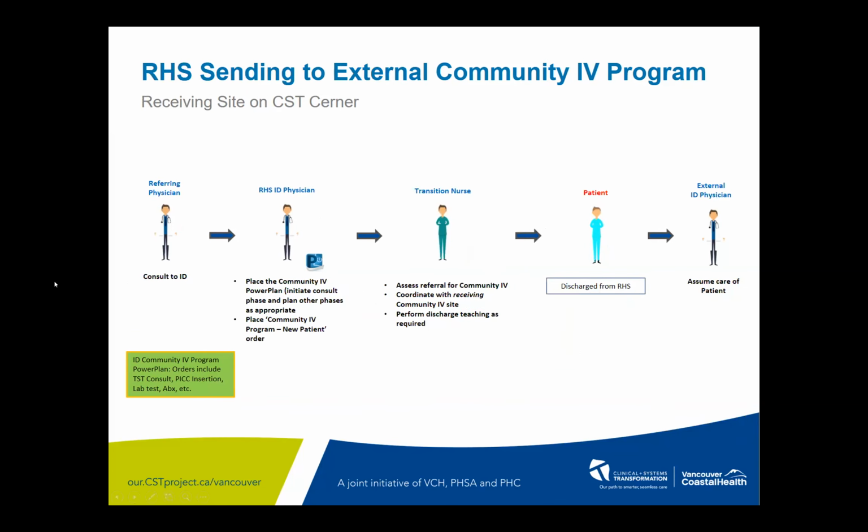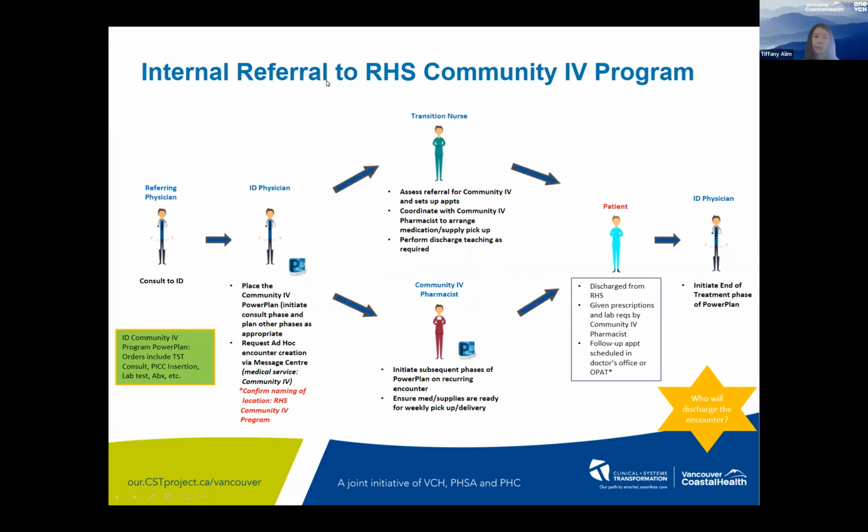This will be this workflow. We'll count that as an internal referral since they are coming from Richmond to Richmond. So basically same thing: if the patient was inpatient in Emerge or in OPAT, the ID physician would just be placing the community IV power plan. And within this power plan, it does trigger a consult to the transition nurse as well as pharmacist. So from there, the transition nurse can coordinate the appointments and send off the referral package. Okay, thanks. Yeah, no worries.